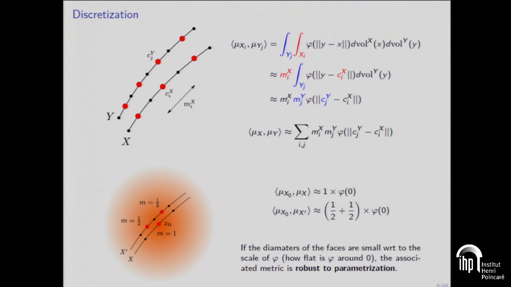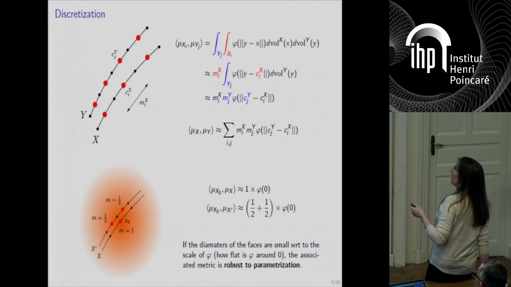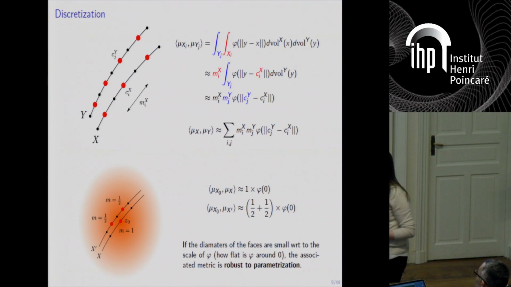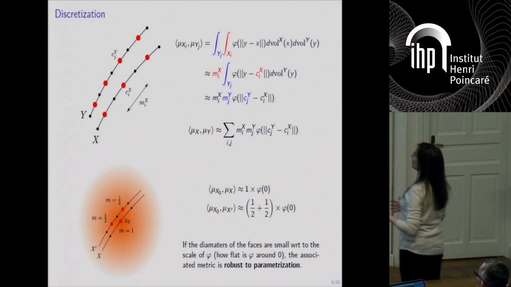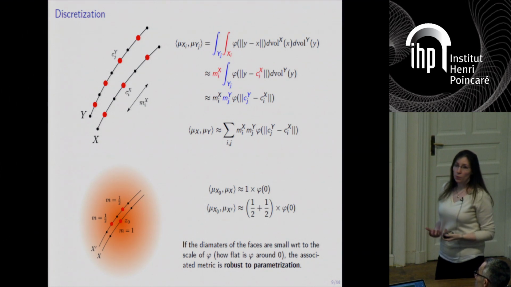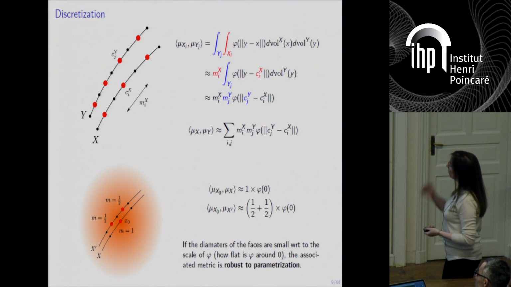Now, you can, by linearity, extend it to the complete shapes, and the scalar product between your two shapes is just the double sum over the centers of all your faces, weighted by the length or the area of each face. So you see that you obtain a very explicit and easy to compute formula.